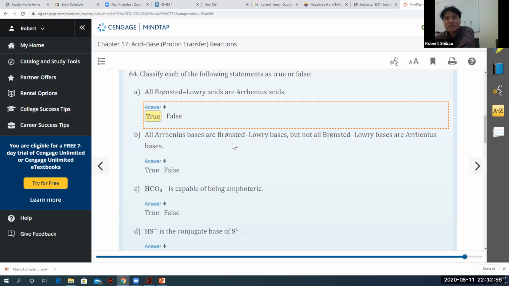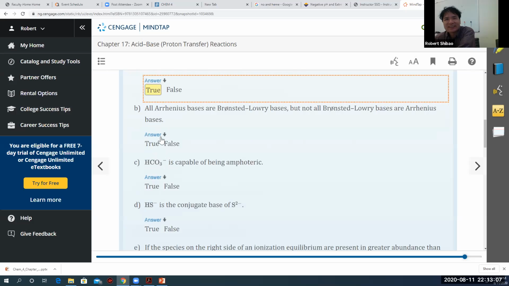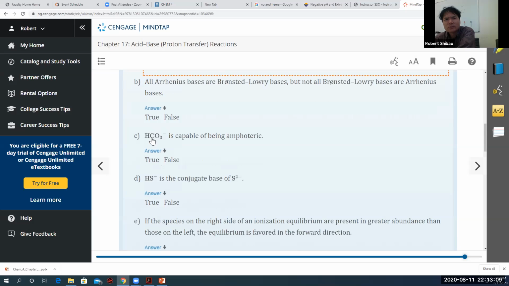All Arrhenius bases are Bronsted Lowry bases. But not all Bronsted Lowry bases are Arrhenius bases. Anyway, let's pass this. Most people don't worry about Arrhenius. Most people are worried about Bronsted and Lewis. And so we don't really use the Arrhenius definition much.